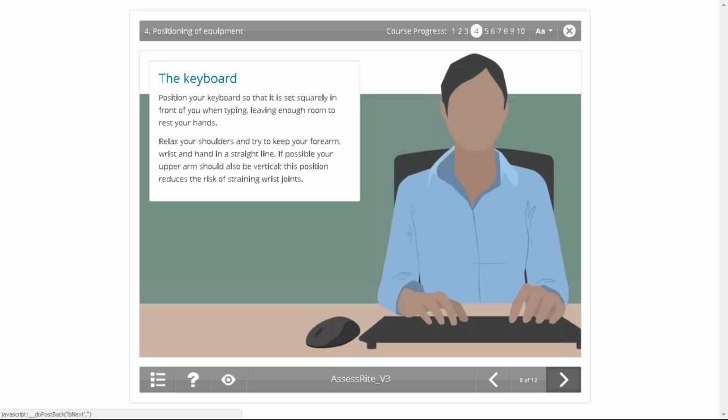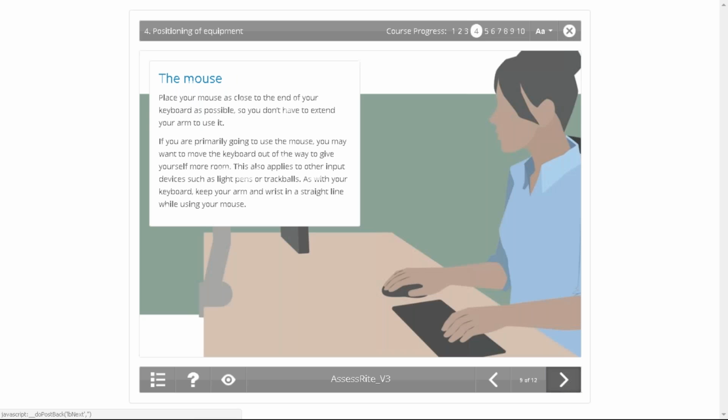And the keyboard. Position the keyboard so that it sits squarely in front of you when typing, leaving enough room to rest your hands. Relax your shoulders and try to keep your forearm, wrist and hand in a straight line. If possible, your upper arm should also be vertical. This position reduces the risk of straining wrist joints.